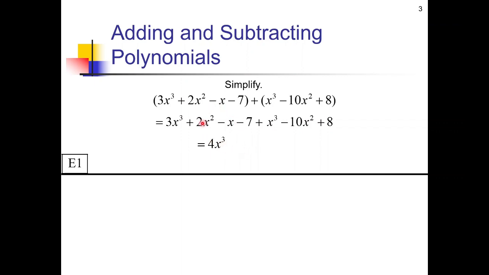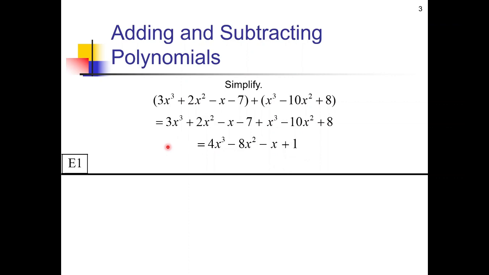Next up, 2x squared and negative 10x squared adds up to negative 8x squared. And then we have a negative x, and there's no other x's here, so that one just gets rewritten. And then finally, negative 7 plus 8 is going to give us a positive 1. And that's it. There's no more like terms that we can combine. Now, another way that you may have seen folks do this is if you wanted to, you could rewrite this vertically so that you had the like terms underneath the other like terms, kind of like when we were doing systems of equations. That is another way to go about this, but you don't have to do it that way.